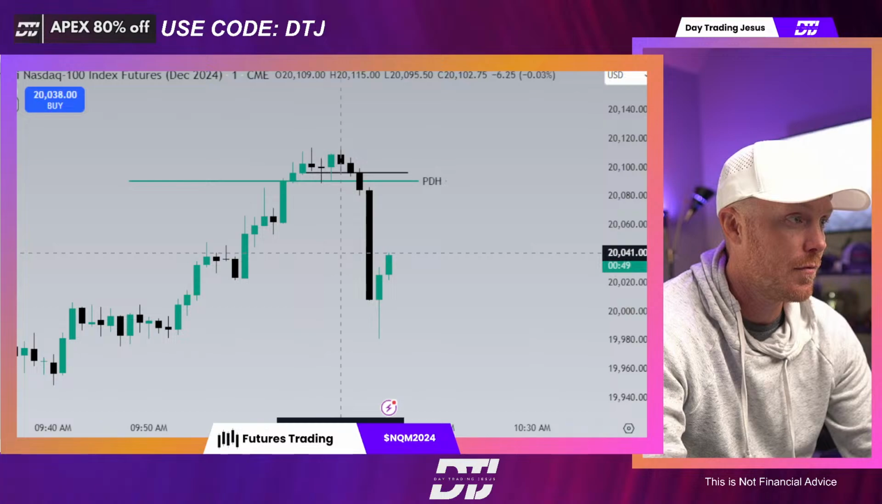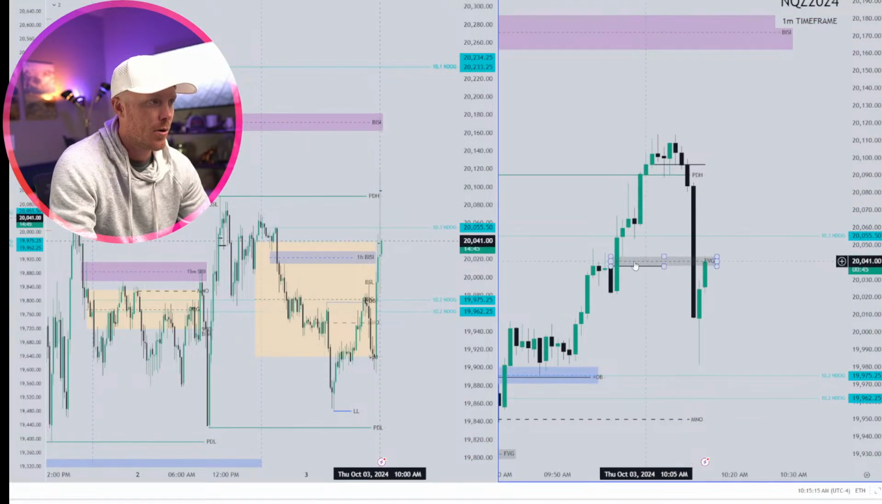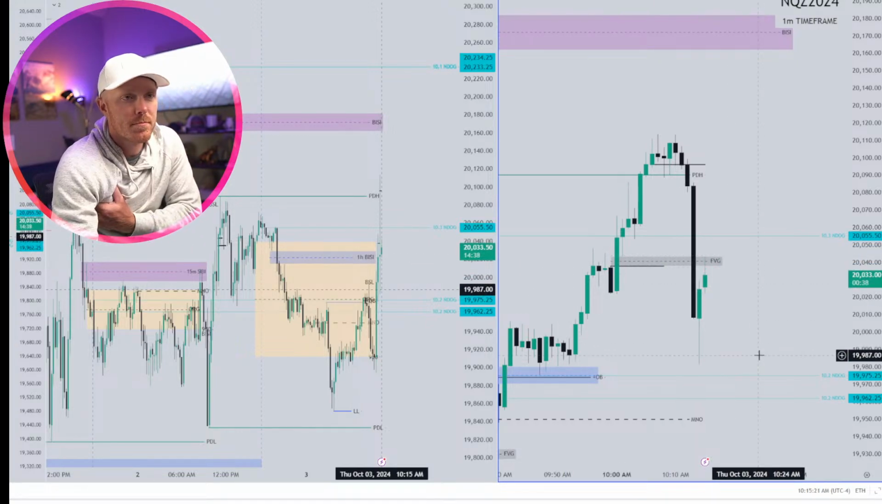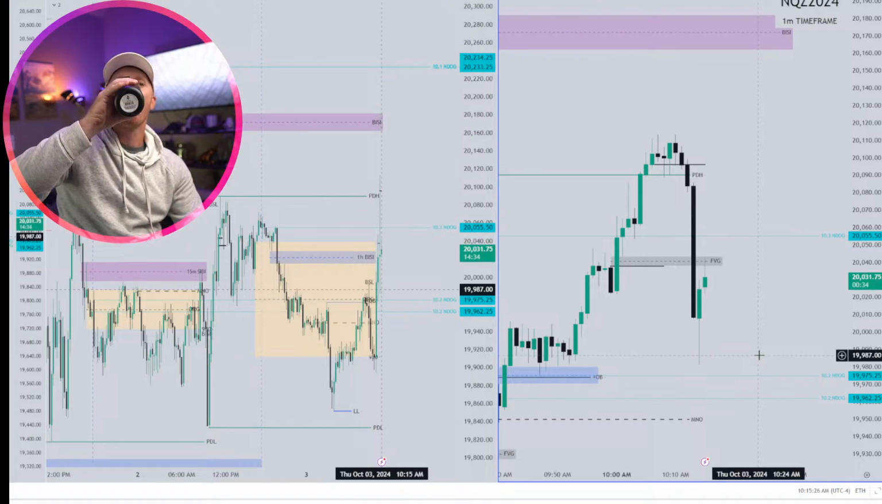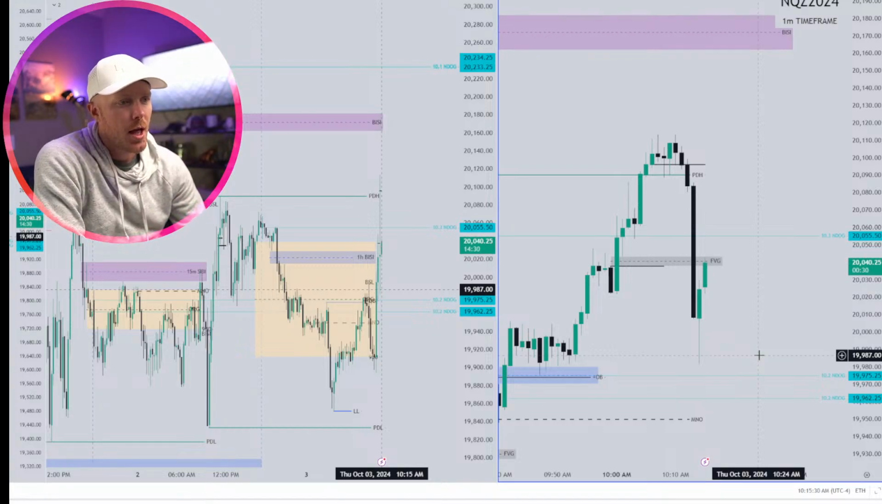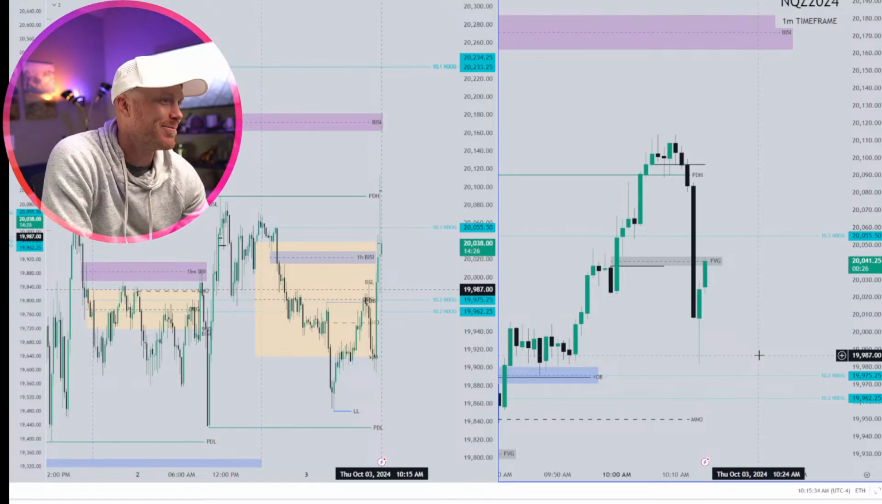Watching this inversion fair value gap right here. Let me go back to the minis here. I want to see how it reacts right there. This is our first. I expect a rejection right here. That will be another video, folks. I'm going to turn that into a video.